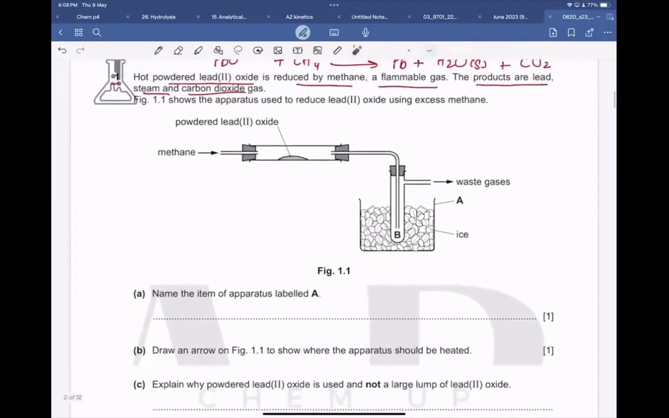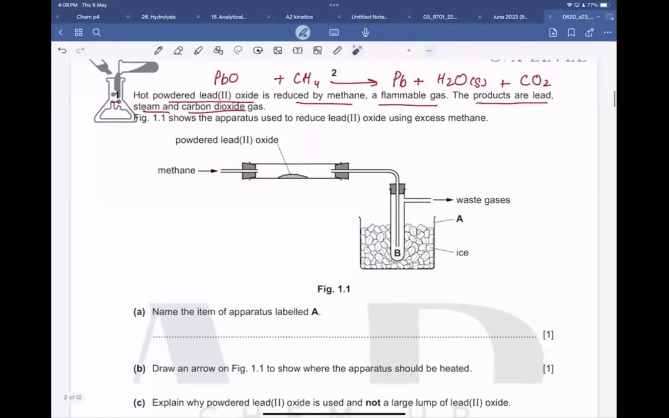So from here, the methane gas is introduced. Here we have a lead oxide. So when methane gas comes in contact over here, the reaction occurs and the products are formed. And as a result, we'll get lead over here, water over here, and carbon dioxide. Okay. Name the item of apparatus labeled A.